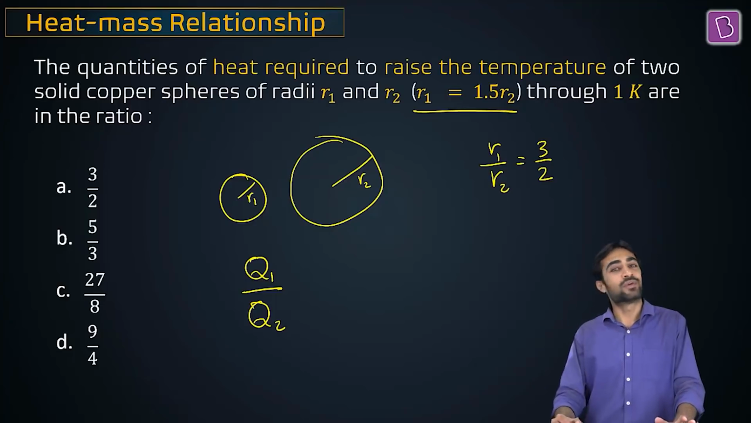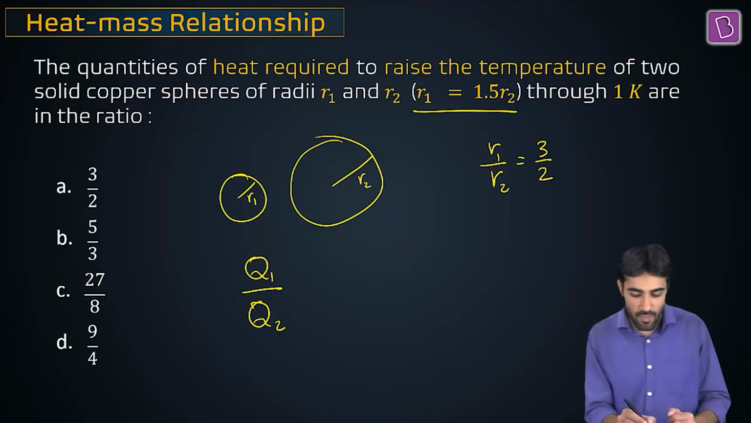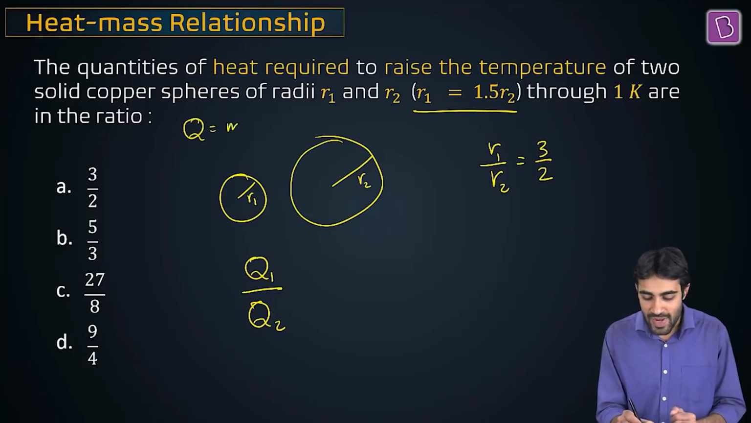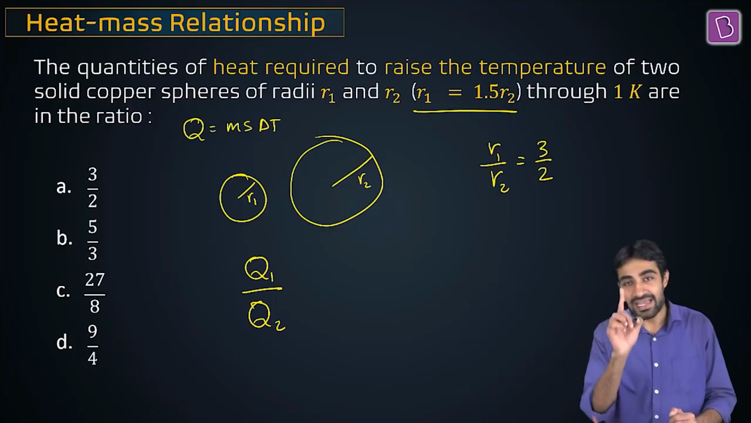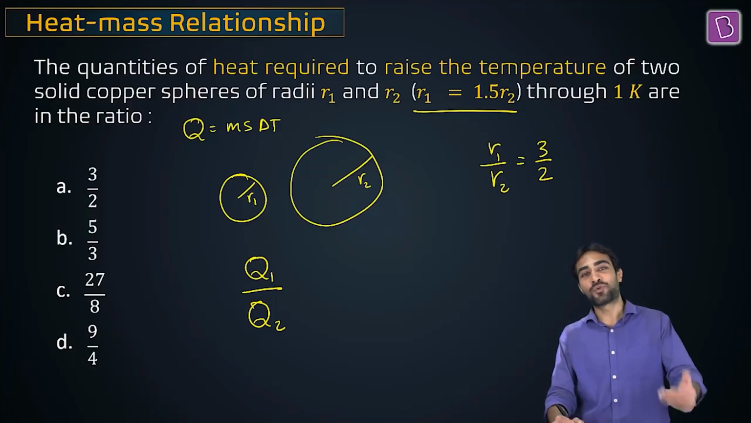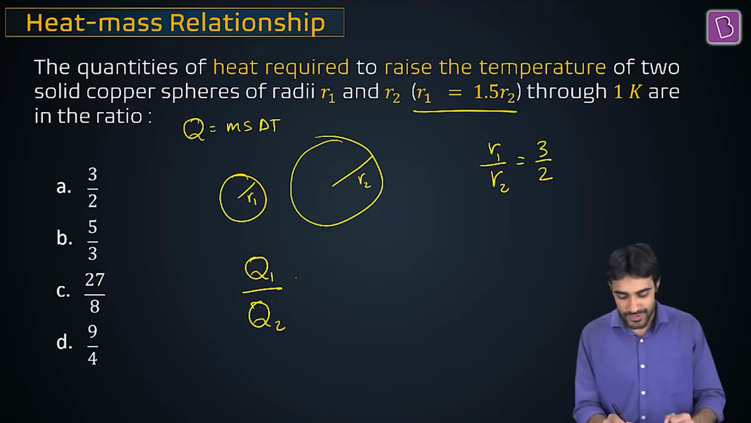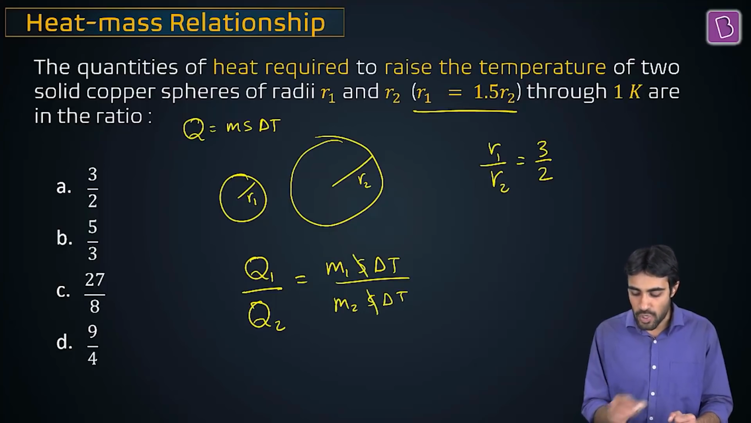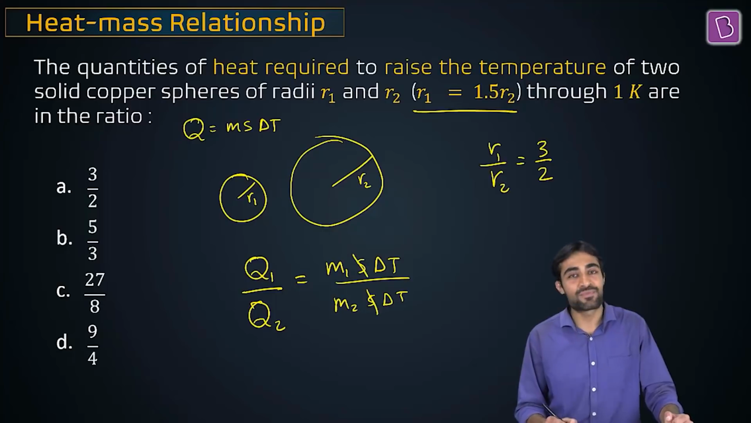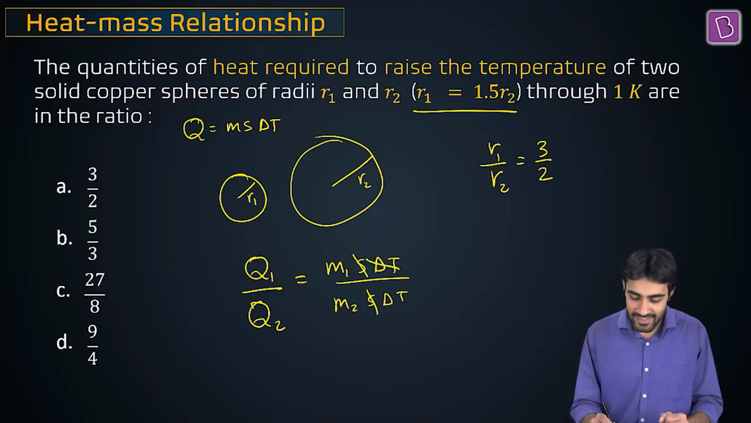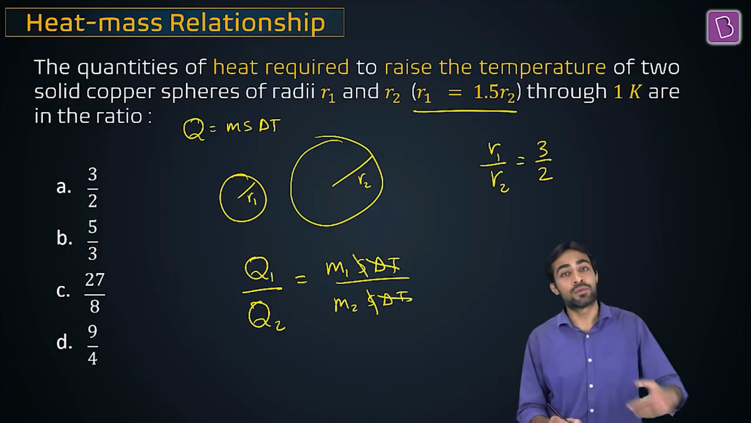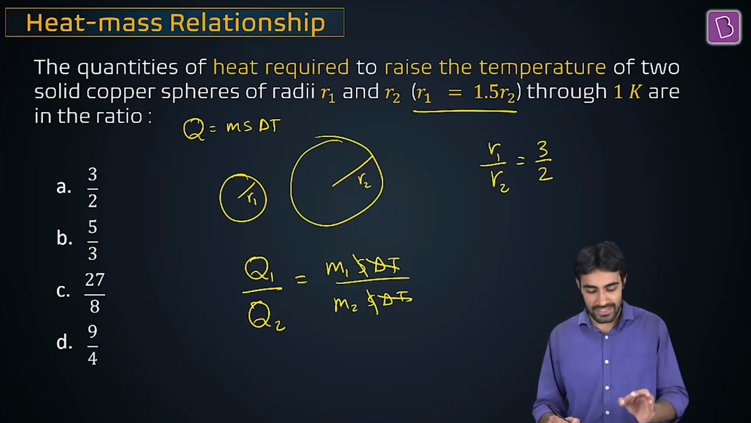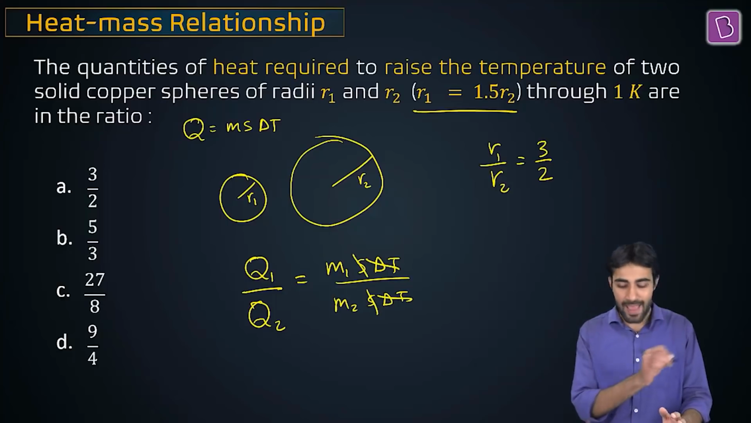Now straight away you will say the formula for heat required Q is equal to M S delta T. Yes, this is the formula, and we have to apply this and get the answer. So let's put the values: M1 S delta T divided by M2 S delta T. Now S is the same because the material is the same, so the specific heat is the same. Delta T is also the same, 1 Kelvin in both the cases. So it cancels out, leaving M1 by M2.